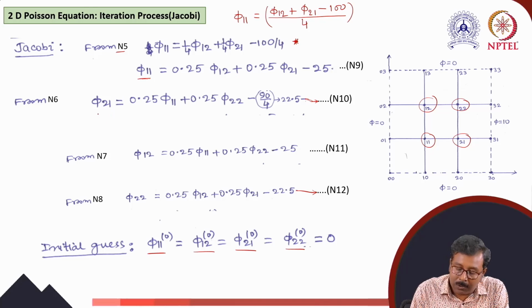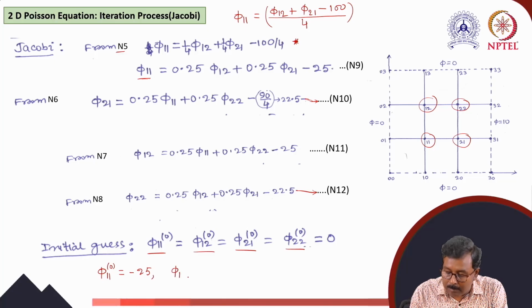Be careful. So phi 2 1 will be 0.25 phi 1 1, so this is also 0 plus 0 minus 22.5. So phi 2 1 will be minus 22.5. And phi 1 2 will be 0 plus 0 minus 25, and phi 2 2 will be 0 plus 0 minus 22.5. So we can summarize in this way. Say phi 1 1 in the first, or it is called the 0th iteration, you can say this is the 0th iteration, or this phi 1 1 0. This is coming minus 25.